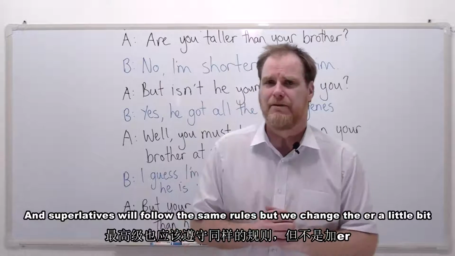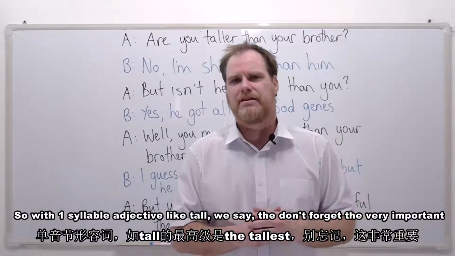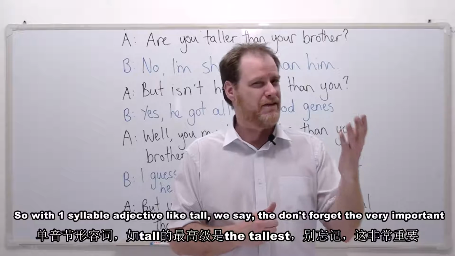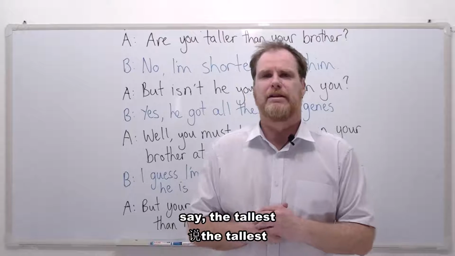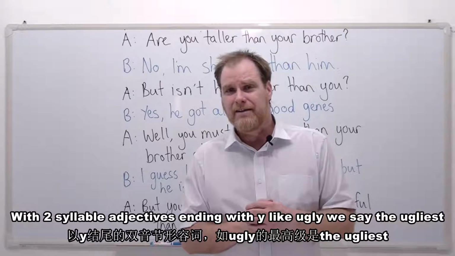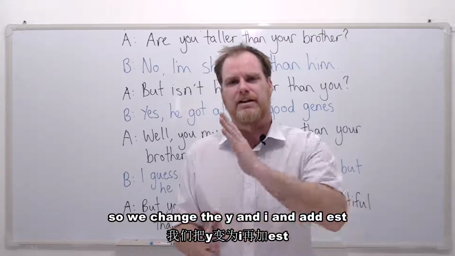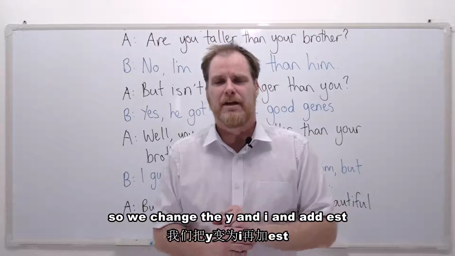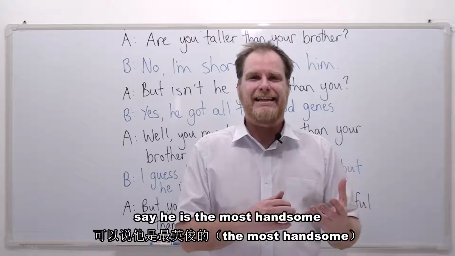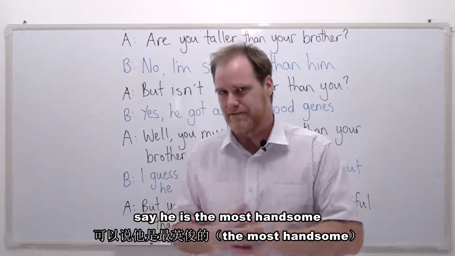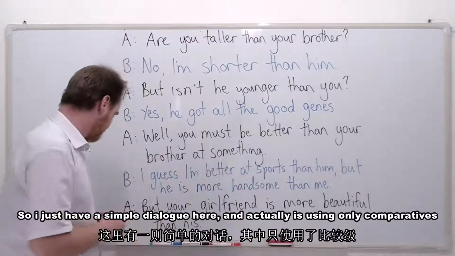And superlatives, we follow the same rules, but we change the end a little bit. With 1 syllable adjectives like tall, we say the, don't forget the, very important. Say the tallest. With 2 syllable adjectives ending in y, like ugly, we say the ugliest. So we change the y to i and add est. And with 2 or more syllable adjectives, for example handsome, say he is the most handsome. Alright, so now let's have a look at our dialogue for today.